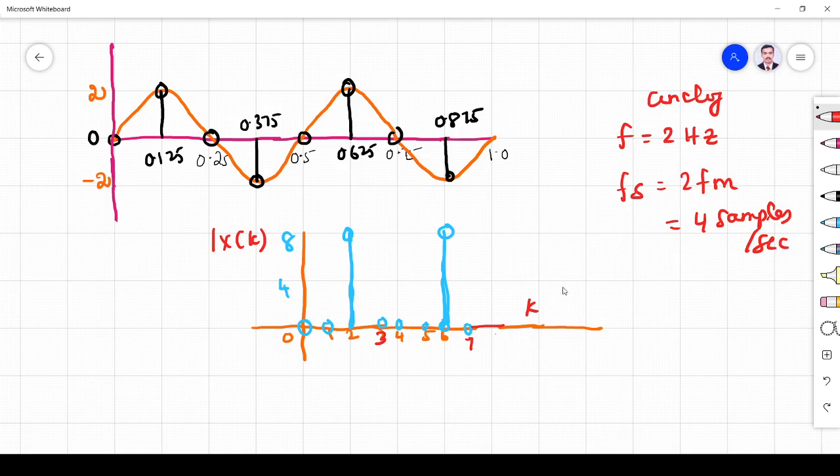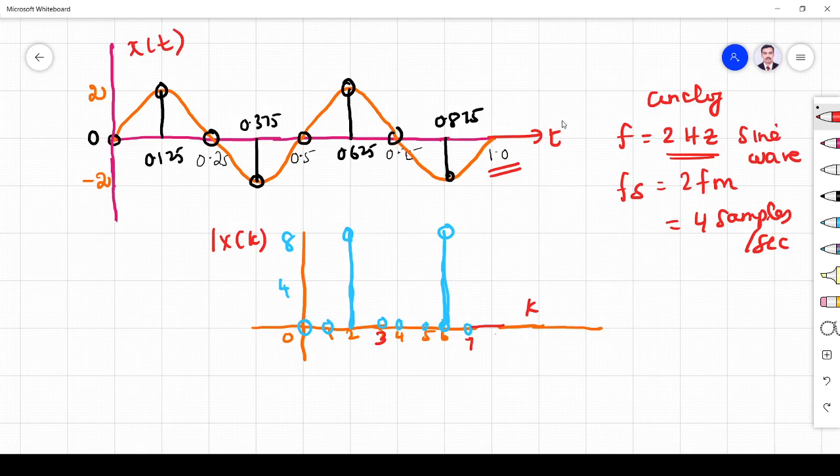Let us convert this 2 Hz sine wave into a discrete time signal. Fine? Okay. So first we draw the 2 Hz signal. How to draw a 2 Hz sine wave? 2 Hz means it completes 2 cycles in 1 second. So here you see this is 1 cycle, this is another cycle, completed in 1 second. T is equal to 1, right? This is x of t.